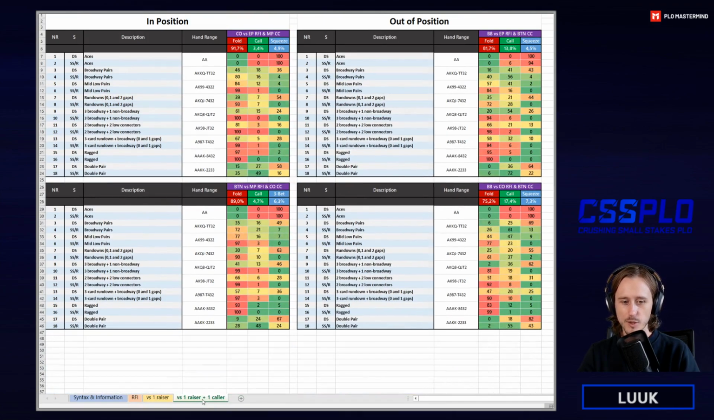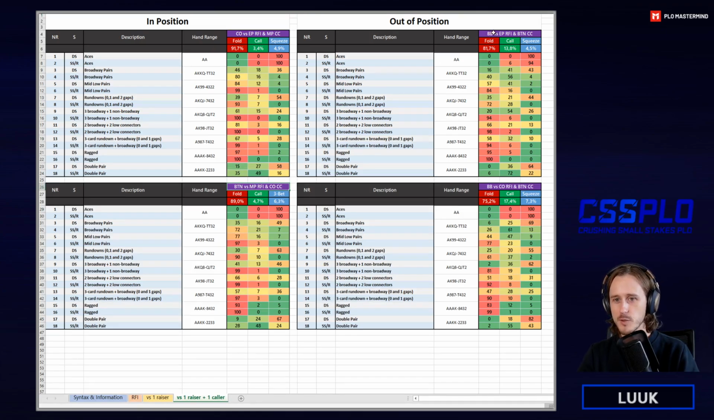Then lastly, we also have versus 1 raiser and 1 caller. So here you can see how often we should fold, call, or squeeze. For example, we're either in position, again, the main differentiation here, we're in position or we're out of position. When we're in position, we can be, for example, cutoff versus an early position raise and an MP cold call, or it's button versus an MP raise and a cutoff cold call.